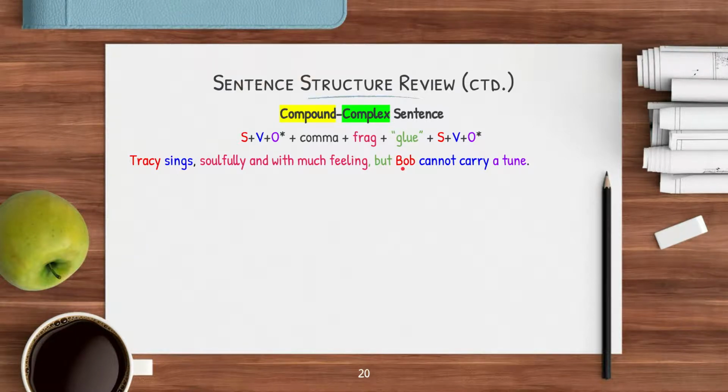Bob is my next subject. Cannot carry is the verb phrase. And then a tune is the object, the thing that he cannot carry. Okay.